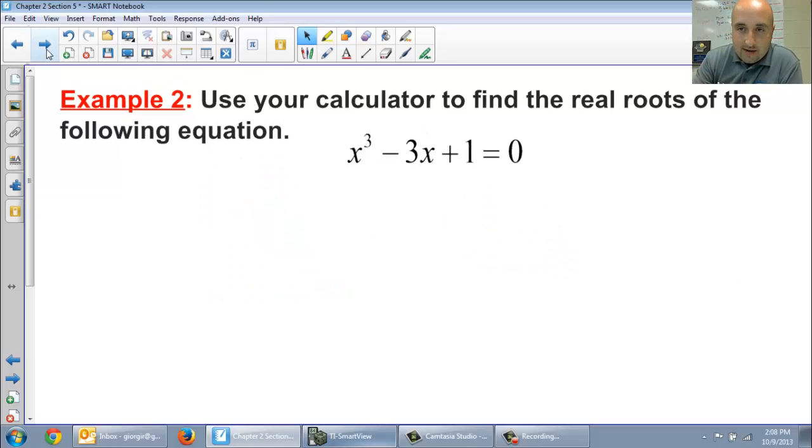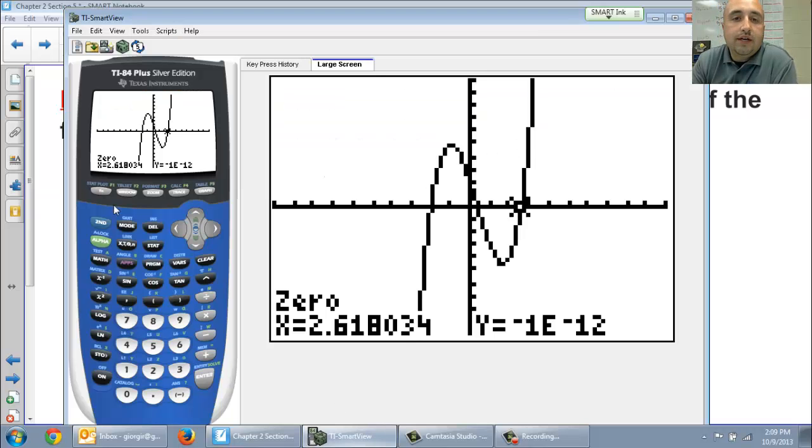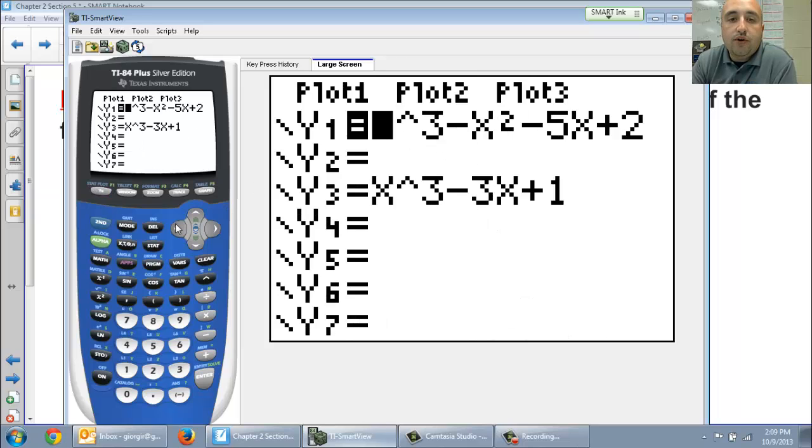Okay, so let's go to the next example. Let's do another one. X cubed minus 3x plus 1, it wants the real roots. So I'm going to go back to my calculator, and if you notice, I have both of the equations in here. I'm going to turn off the first one, and I'm going to go down to the equal sign and turn on the second one. So x cubed minus 3x plus 1 is the graph I'm going to do now. So I hit graph.